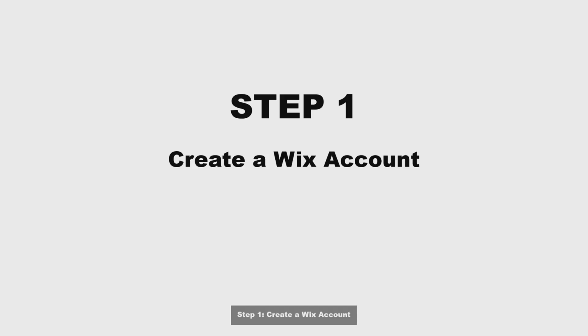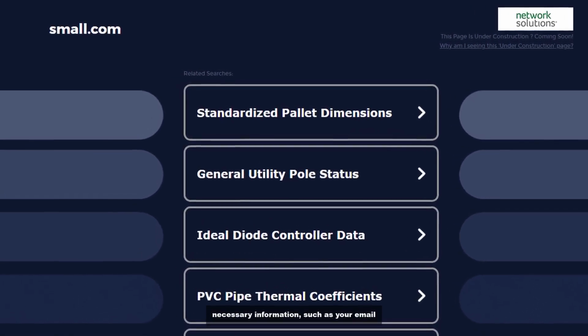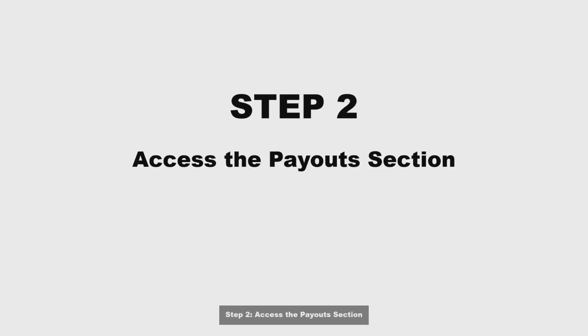Step 1. Create a Wix account. Visit the Wix website and sign up for an account if you haven't already. Provide the necessary information such as your email address and password to set up your business profile. Step 2. Access the Payouts section.